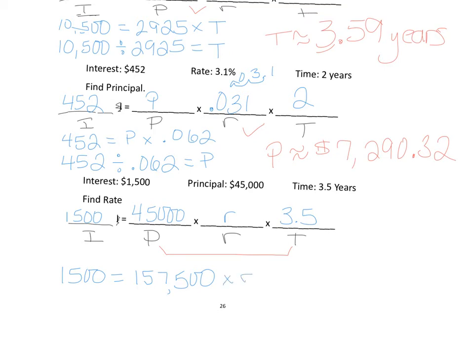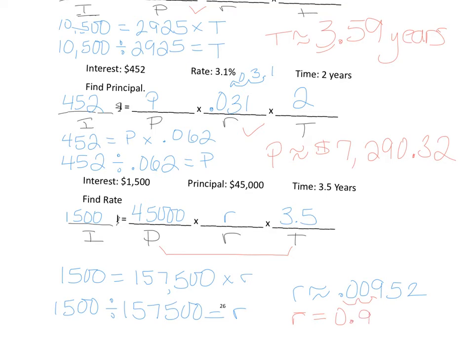times R. To get R by itself, we do the inverse multiplication, and we divide 1,500 divided by 157,500 equals R, and we get that R is approximately 0.00952. Notice that I went out 1, 2, 3, 4, 5 spots, so that when we turn this into a percent, we move it 1, 2 spots, we get 0.9. 2 makes the 5 stay the same, so we have 0.95%. When you are finding rate, your answer needs to be changed back into a percent. So in each of these cases, with interest, anytime we're dealing with R, we're going to have to turn it into a percent or convert it from a percent to a decimal.